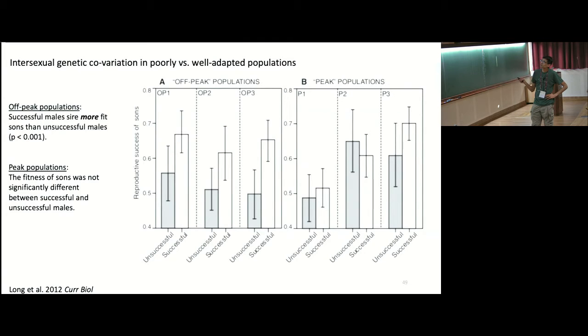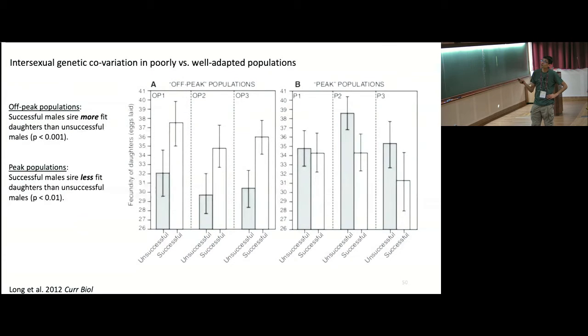In the peak populations, we don't see this. Okay? So when you're far from the peak, good dads produce good sons, and bad dads produce bad sons. What about for daughters? Well, for the off-peak populations, we see the same thing. Good dads produce good daughters, and bad dads produce bad daughters. But for the peak populations, we see the opposite result.